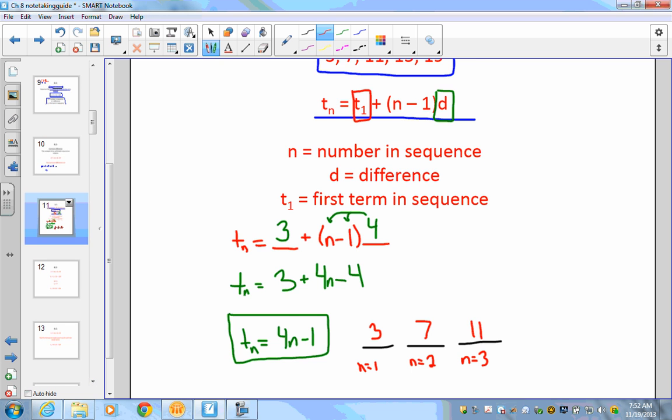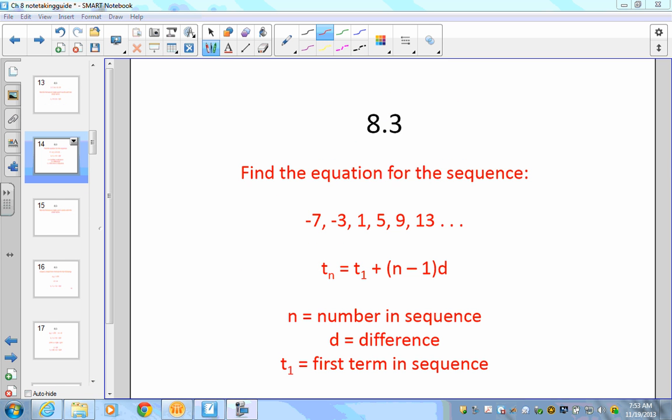Okay, let's try another one. Finding the equation of the sequence -7, -3, 1, 5, 9, and 13. Okay, pretty simple. Remember what we said before: the only numbers you're going to be plugging into this formula are your very first number, and then lastly your common difference, which is D.